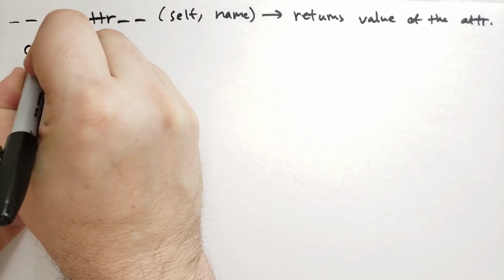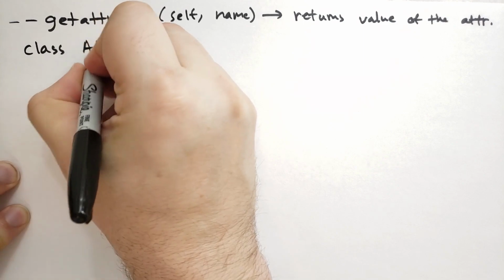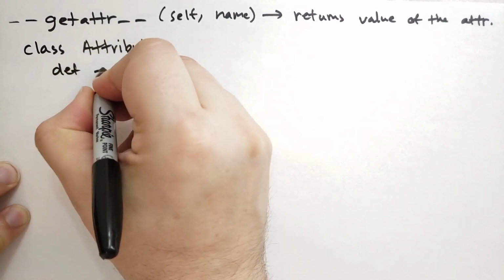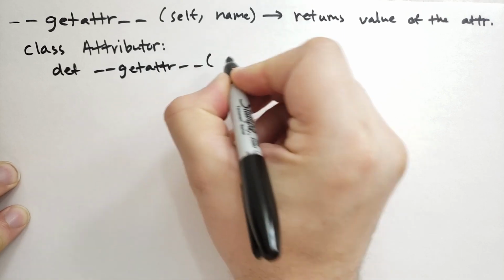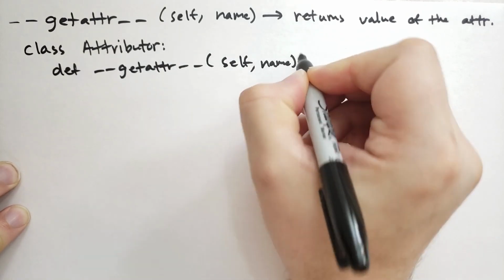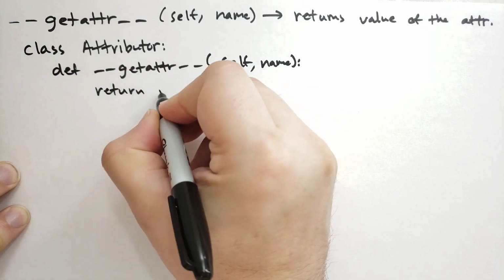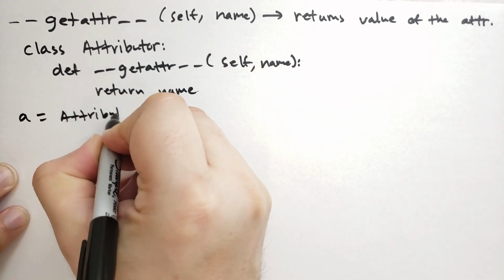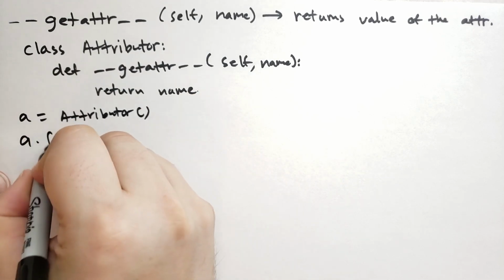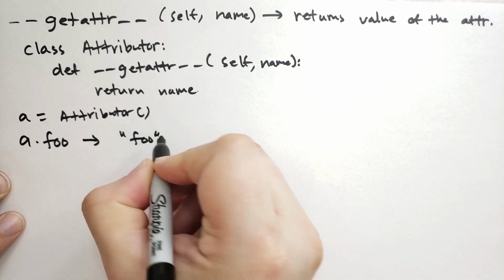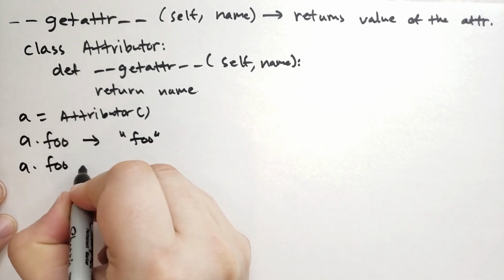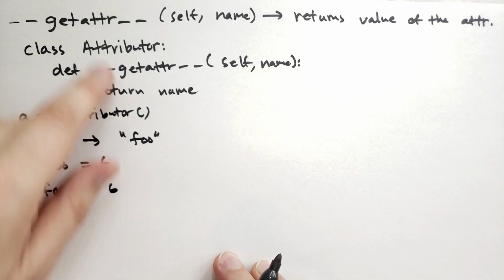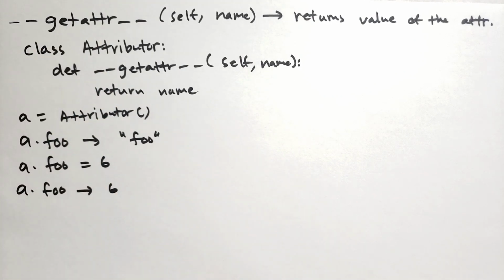Let me give you an example of what you might do. So we have this class. I call it the attributor. And in this class, I'm going to define one method, just getAttr. And that takes self and the name. And I'm just going to return the name. And so an instance of this class, if I look up, let's say, the foo attribute, that's just going to give me back foo. And if I set foo to be equal to 6, and if I were to look up foo again, that's going to give me 6, because now the attribute's set in the dictionary. It doesn't even call the getAttr method. So that is getAttr.